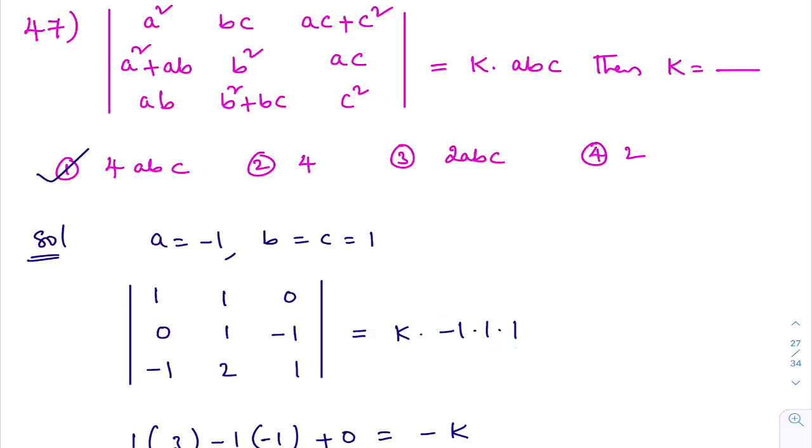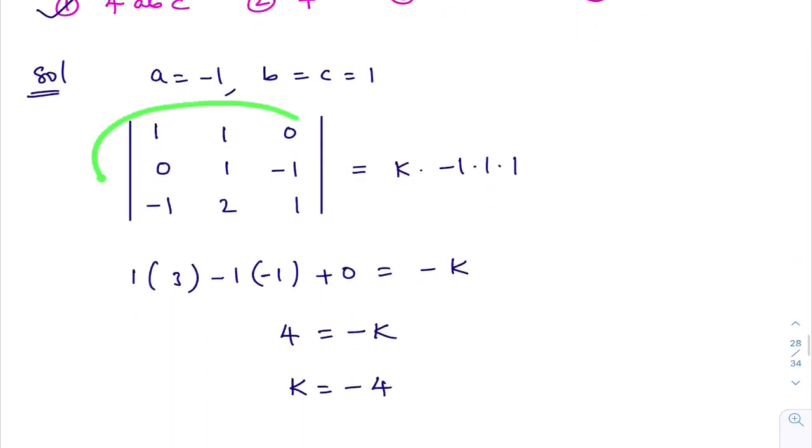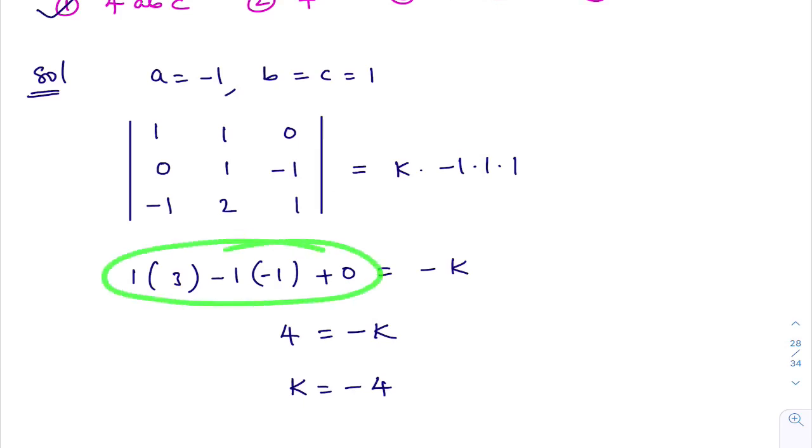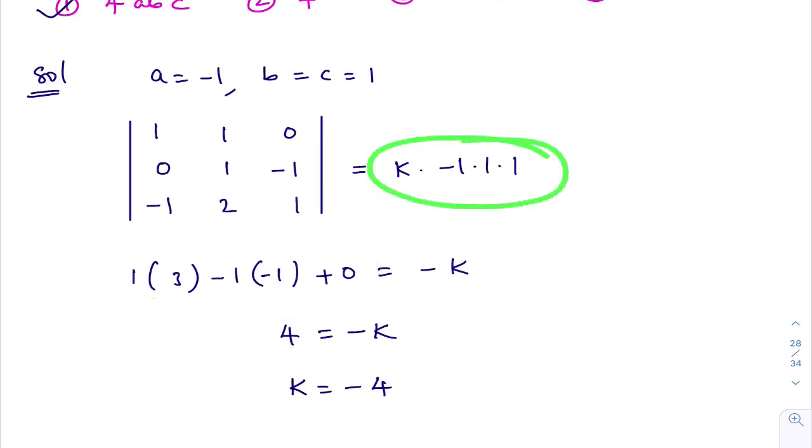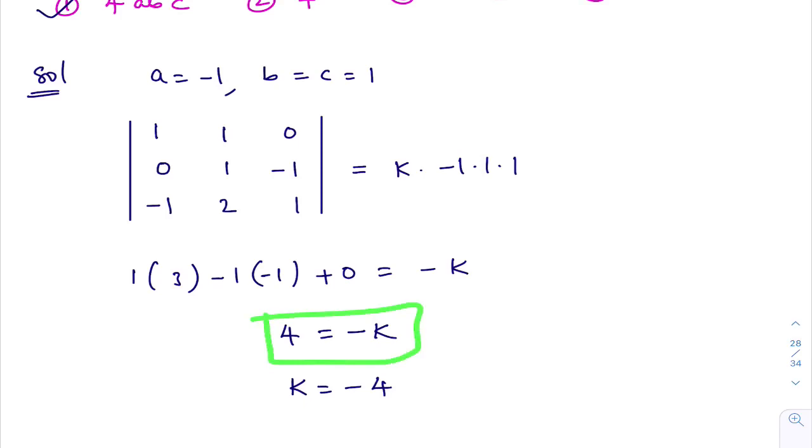Now I will expand this determinant. You know how to expand the determinant. I expanded this determinant. I got this part as 4. And this side, what is there? k into all these numbers, if you multiply, you will get -k. So you got that 4 equal to -k, right? k equal to what? k equal to -4.